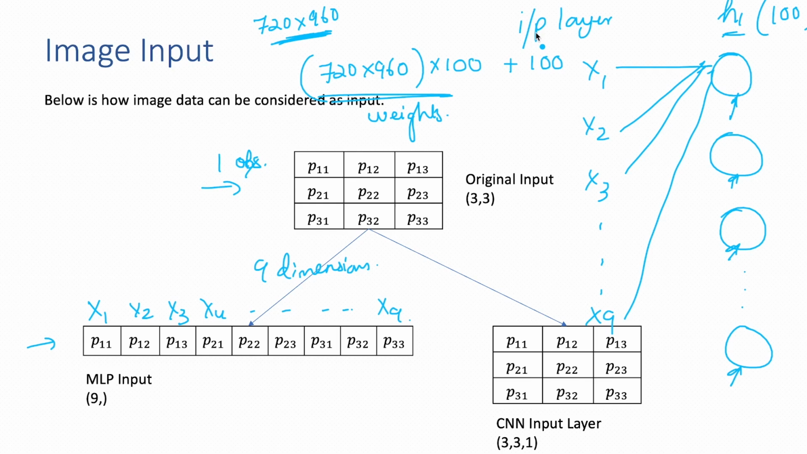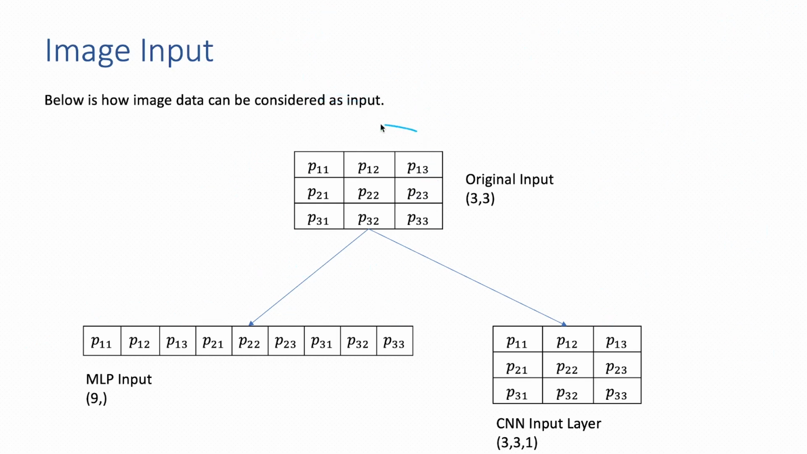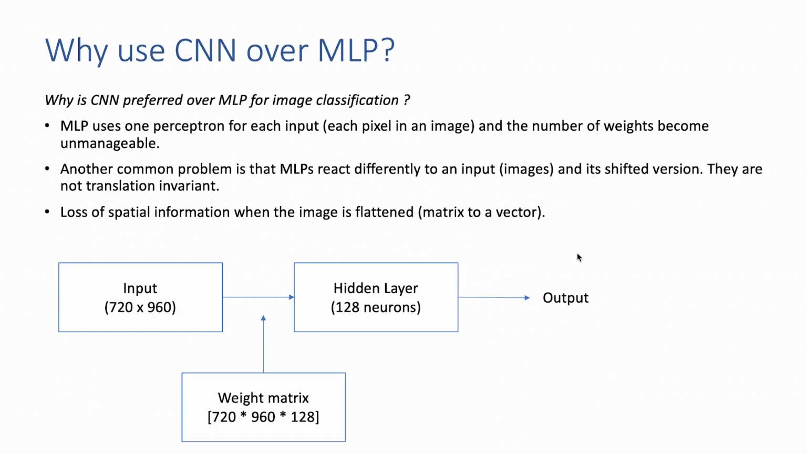Whereas in the case of CNNs, you just retain the original size and shape of your input data as is. You're not going to flatten that out. Later we'll also understand how there will be a reduction in the number of model parameters in CNNs when compared to MLP. Let's proceed further in trying to understand what are the other disadvantages of MLPs.